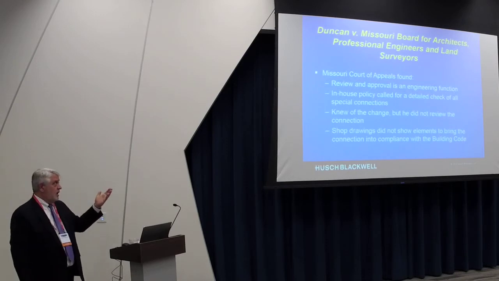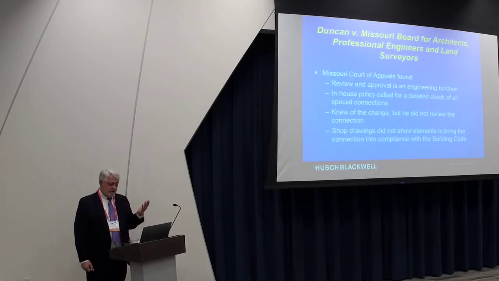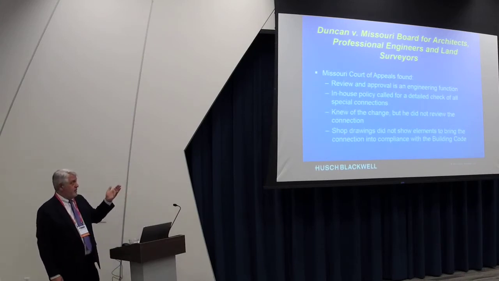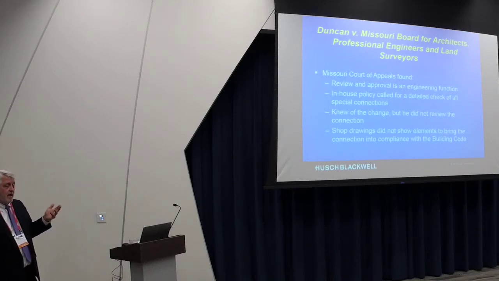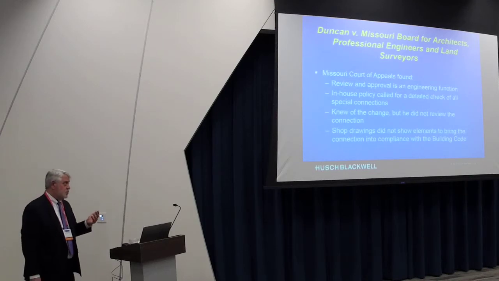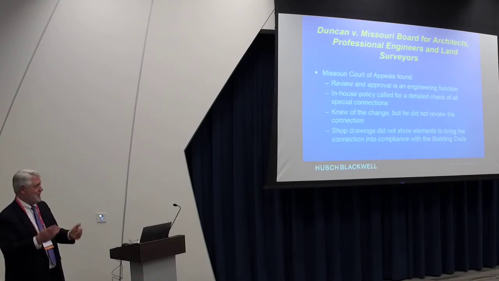So this is the Court of Appeals opinion that came down after a long hearing, and they found review and approval is an engineering function. Dan Duncan's employer's in-house policy called for a detailed check of special connections, and this was a special connection. The way the case recites this, and I think this is right, a special connection means it's non-redundant. And a non-redundant connection, if it fails, the structure comes down. There's nothing to catch this. I got a nod, so I must be at least close to what I'm saying, right?